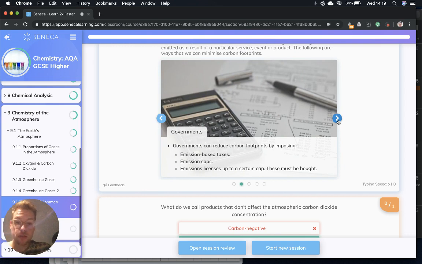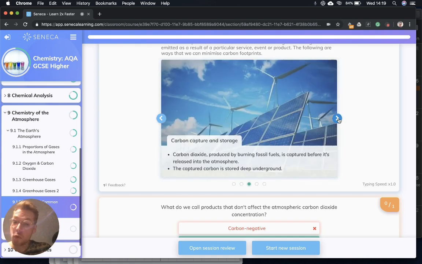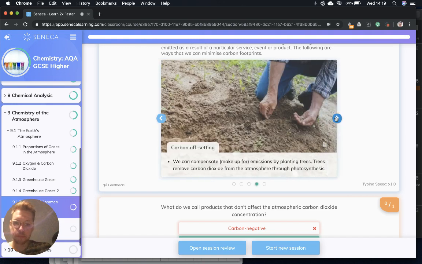What can they do? So they can impose emission-based tax, emission caps, and emission licenses up to a certain cap, and these have to be bought. Carbon capture and storage. What's that? Well, carbon dioxide is produced by the burning of fossil fuels. It can be captured before it's released into the atmosphere, and the carbon that is captured is stored deep underground.